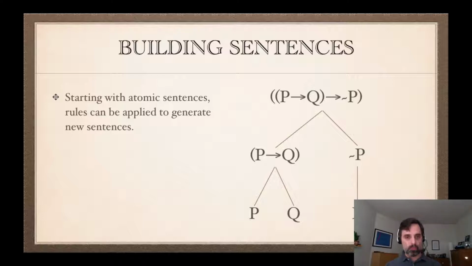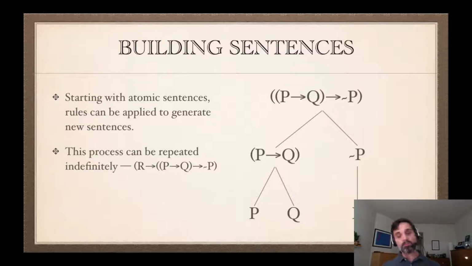So, a couple things. This demonstrates that, starting with atomic sentences, we can apply rules to get new sentences, and you can repeat this process indefinitely. There's no rule that says, well, you can apply 10 rules and then you have to stop. You can just keep going and going, building bigger and bigger sentences. So you could have put if R, then this whole thing, if we wanted to, and made a new sentence.